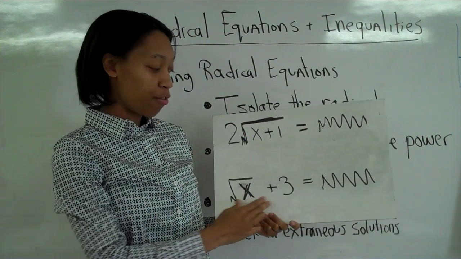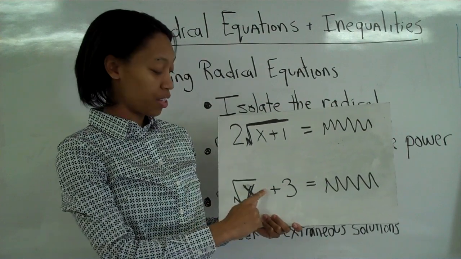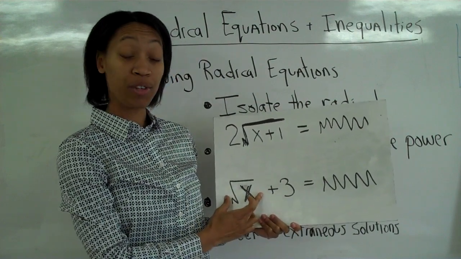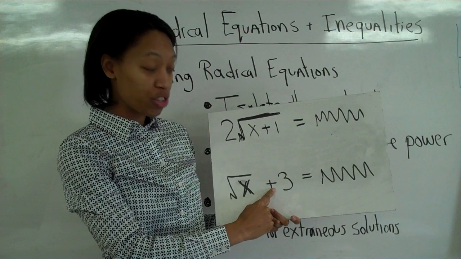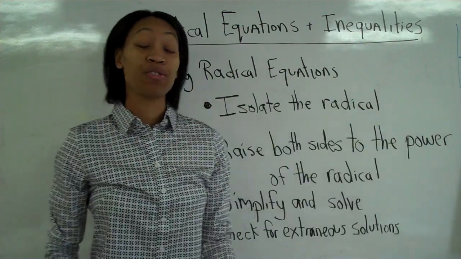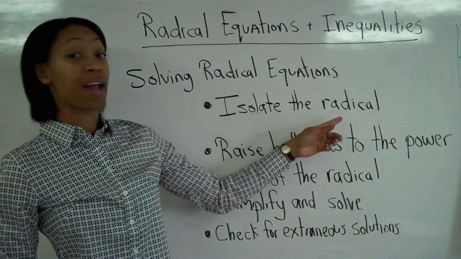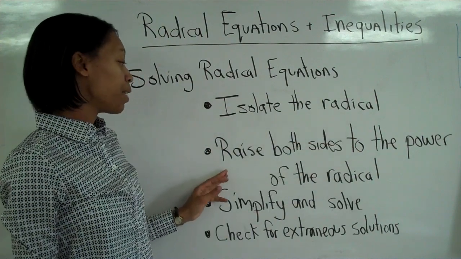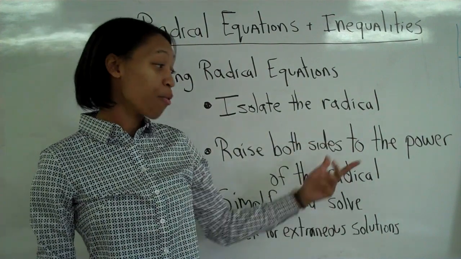And here, before you do anything else, you need to get the radical part by itself. You need to isolate the radical. So you would have to start with subtracting 3 to the other side first. So the first step when you're solving these is to isolate the radical. The next step is to raise both sides to the power of the radical.